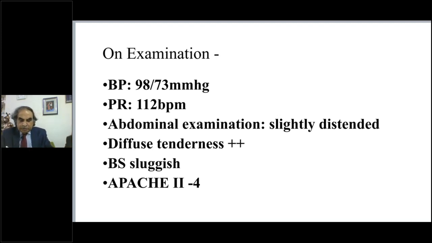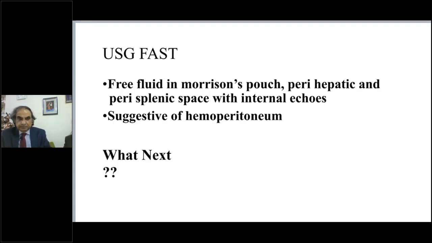Ultrasound FAST was done and it showed free fluid in the Morrison's pouch, perihepatic and perisplenic space with internal echoes, suggestive of hemoperitoneum. Now, anybody wants to volunteer? What next? Otherwise, I'll move on.